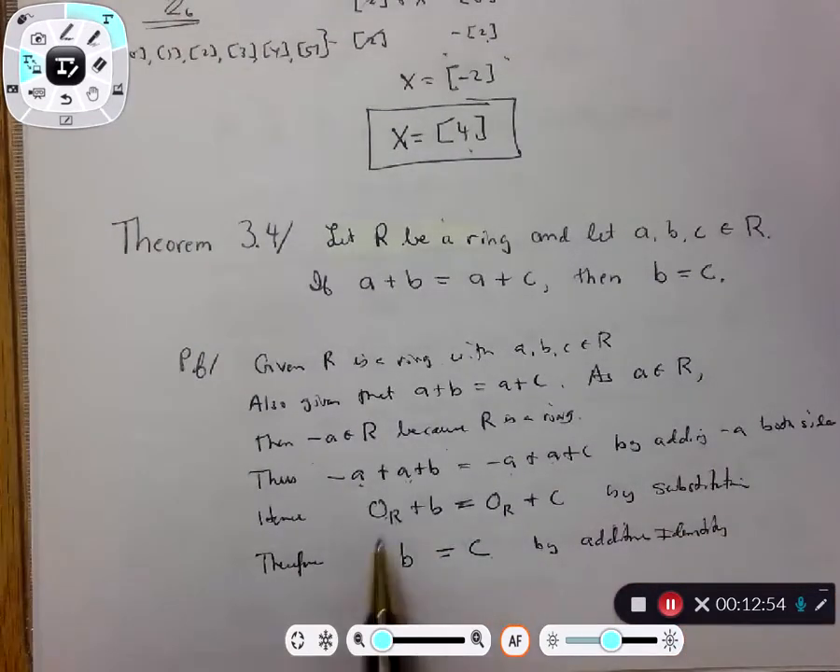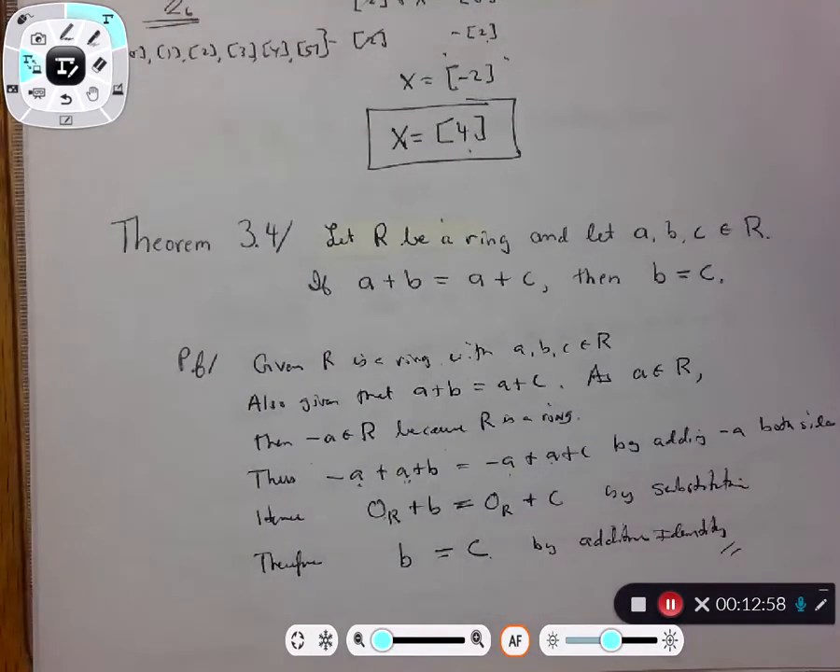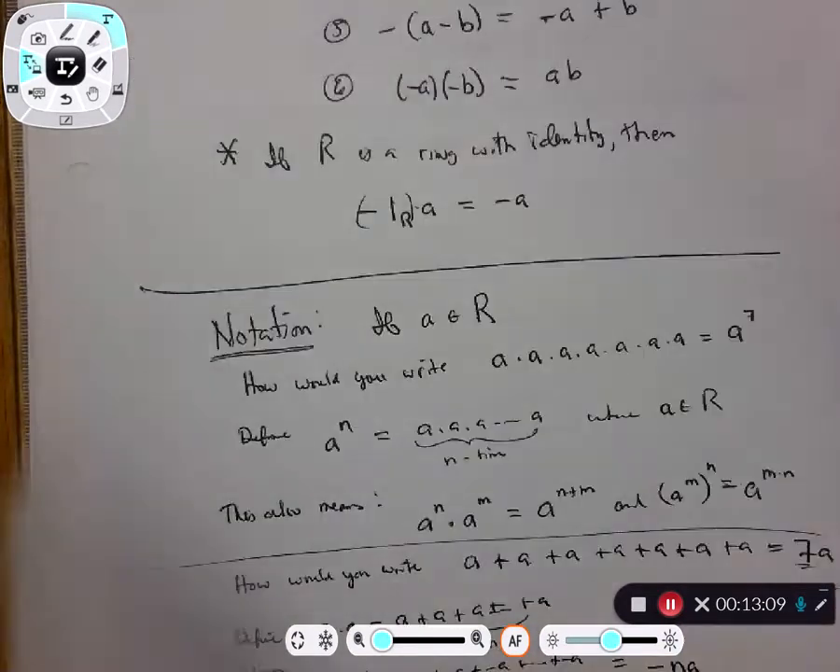Adding 0 to anybody makes it anybody. There you go. So again, it's very straightforward. This is the canceling property in terms of addition. There's going to be something similar for multiplication, but that requires something special here.